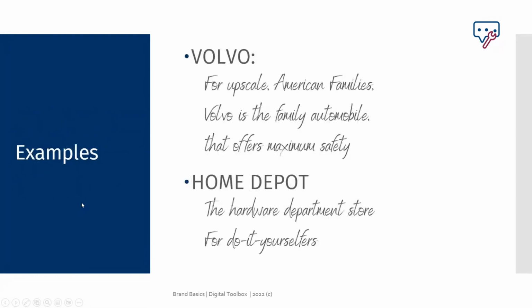Some other examples that I really like. The first is Volvo. Volvo's for that upscale American family. It's a family automobile that offers maximum safety. This is not a car for a single guy who wants to go cruising and impress the ladies. It's not a two-seater Audi. It's not about speed. It's about safety. It's built like a tank. And that makes sense for their target customer.